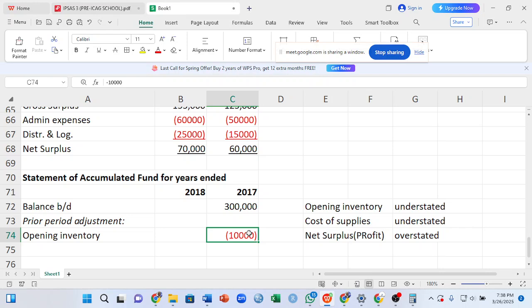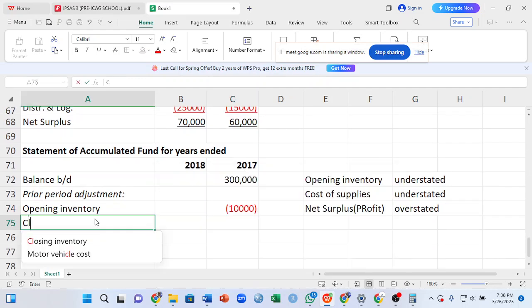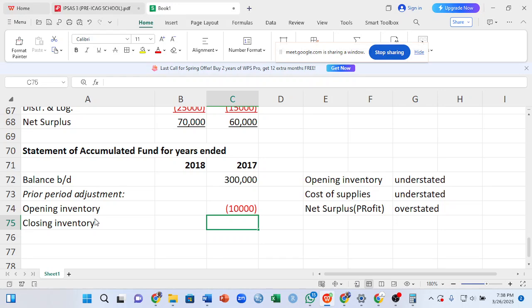Those who were with the adding, do you get the reason why we are now lessing? Yes. So let me do the closing as well. So what about the closing inventory?